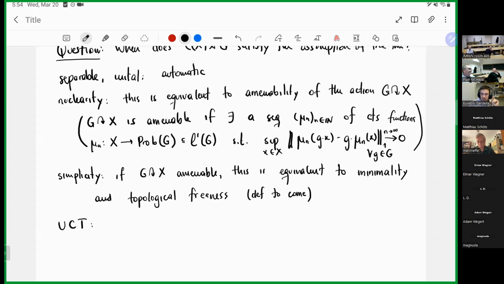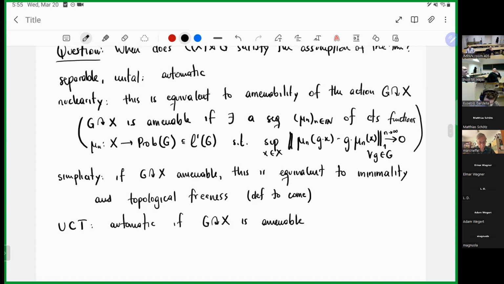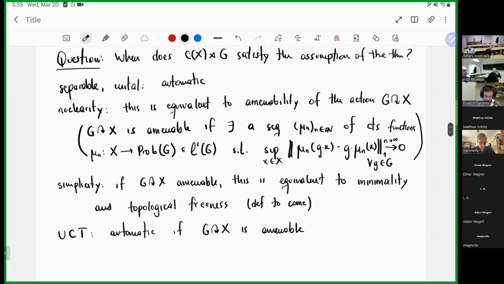The UCT in this context, as I announced at the beginning, is automatic for us in this setting, so we don't have to worry too much about it. Automatic if the action is amenable, which we have to assume anyway, otherwise we're not in the nuclear setting. So the question that remains is absorption of the Jiang-Su algebra. So Jiang-Su absorption or stability. This is really the question.